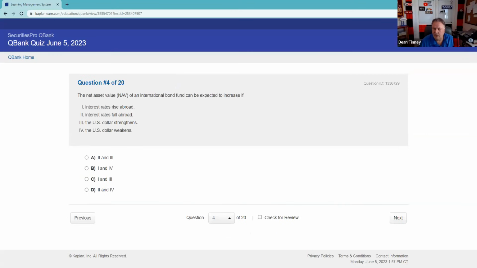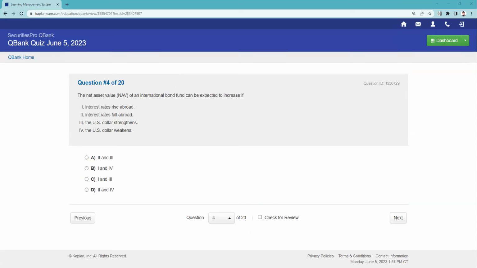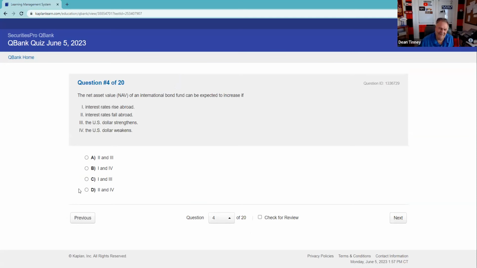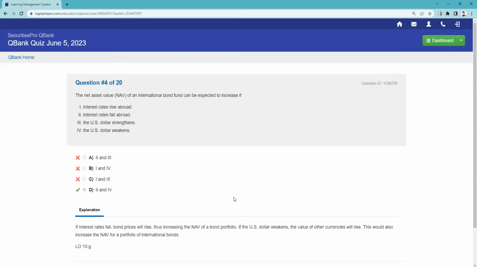The net asset value of an international bond fund can be expected to increase. Okay. I want to say D as in dog. Man, you are on fire. That's a tough one too. Excellent. Okay, these still get me. Man, I tell you, it's there, but I'm still like.